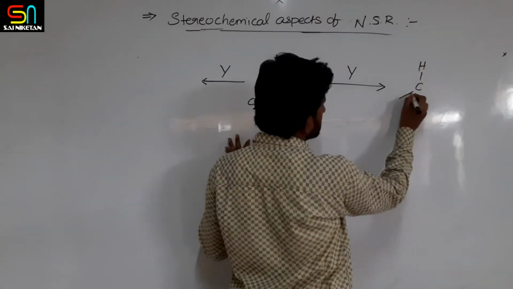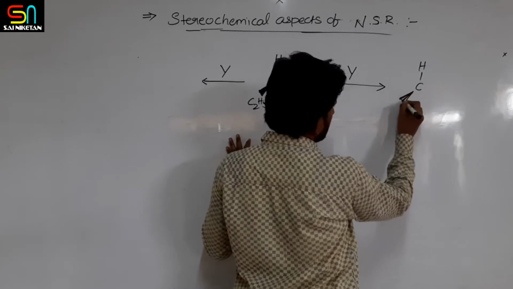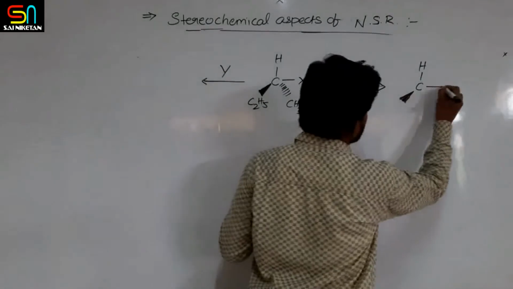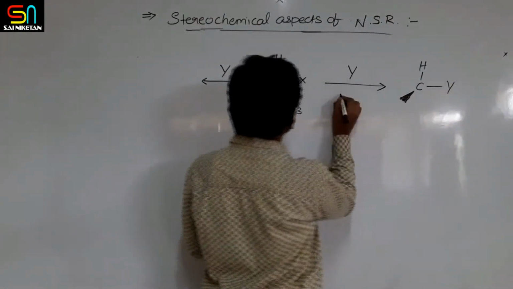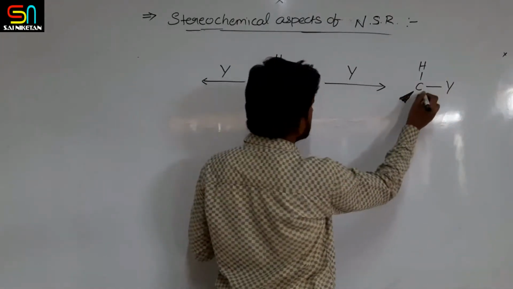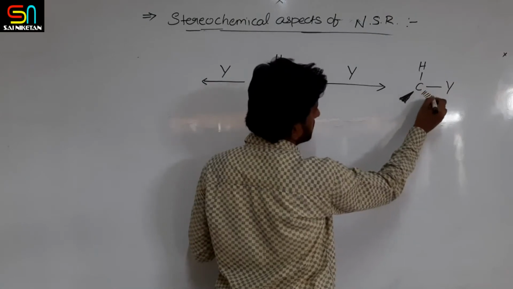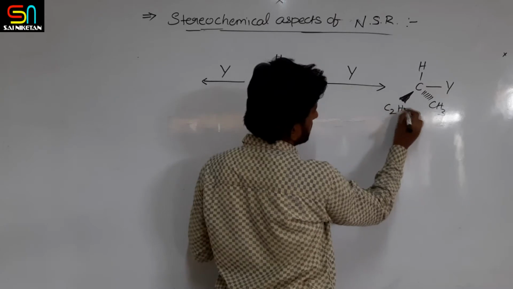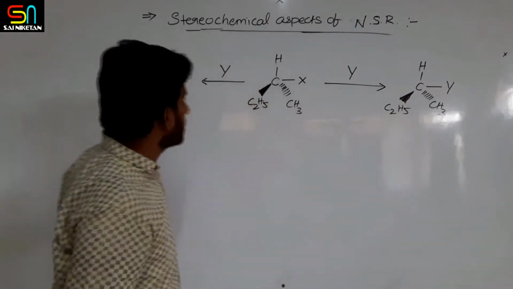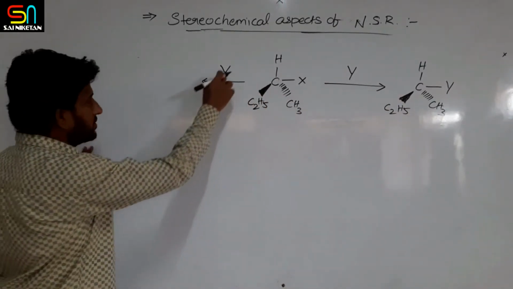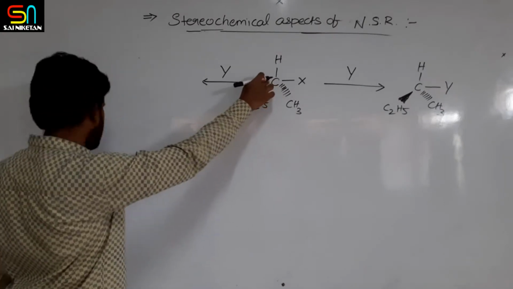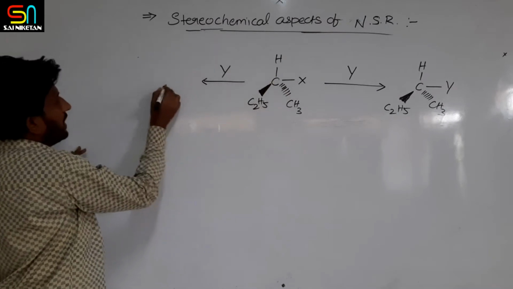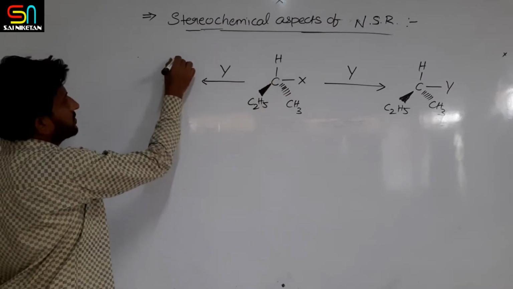See, here initially X is on the right side. Now Y will also be on the right side. X is removed, and there is a C2H5 ethyl group. Let us assume another time Y is approaching from this side. Then what will happen? X is removed there, and Y will approach and attach to this side. Let us assume like that.